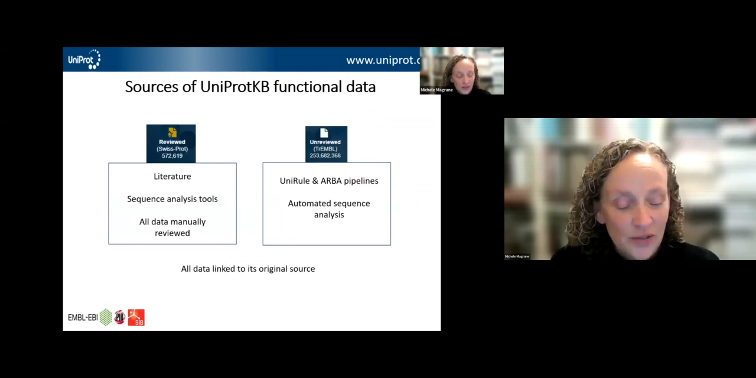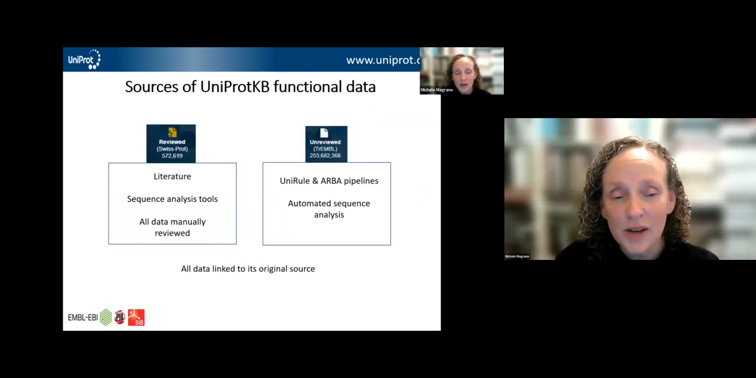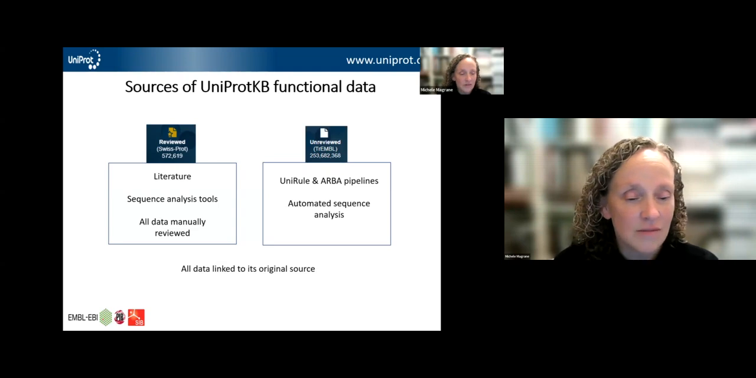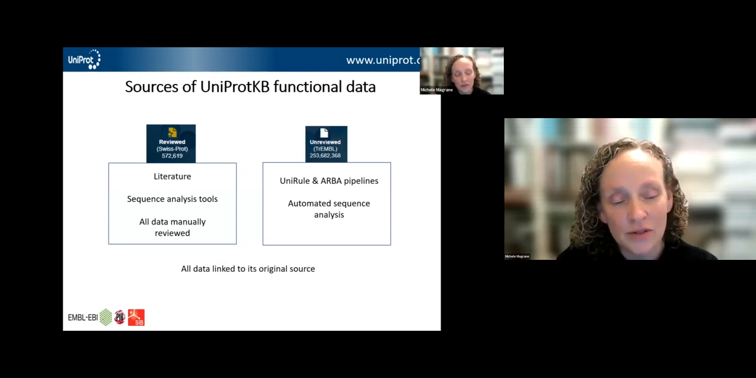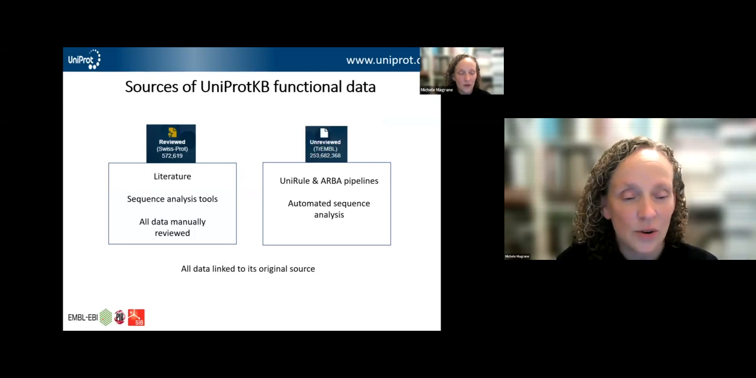So just to summarize the first part of the talk, the UniProt knowledge base is divided into two sections. There's the reviewed SwissProt section with just over 500,000 expertly reviewed entries, where the information comes primarily from scientific literature, and with information from manually reviewed results from sequence analysis tools. So all of the data in SwissProt is manually reviewed.